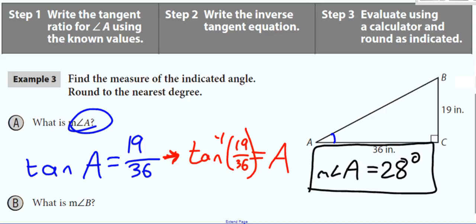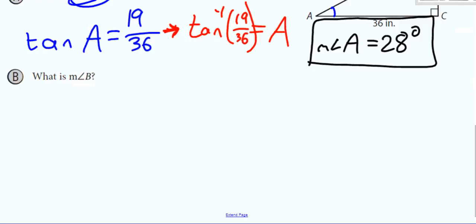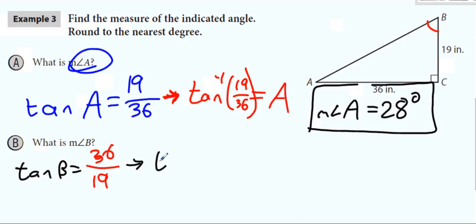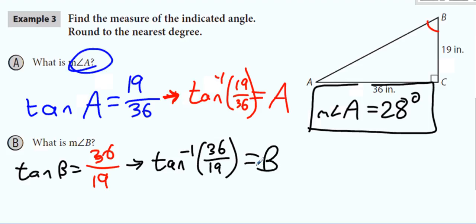Do the same thing for angle B. Write your ratio. Tangent B equals, now we're looking at this angle up here. So the opposite side is now the 36, over the adjacent side, 19. Remember we said all you have to do is flip the fraction. 19 over 36, 36 over 19. So when you convert that to an inverse tangent, you switch the fraction with the angle. 36 over 19 is going to equal B.